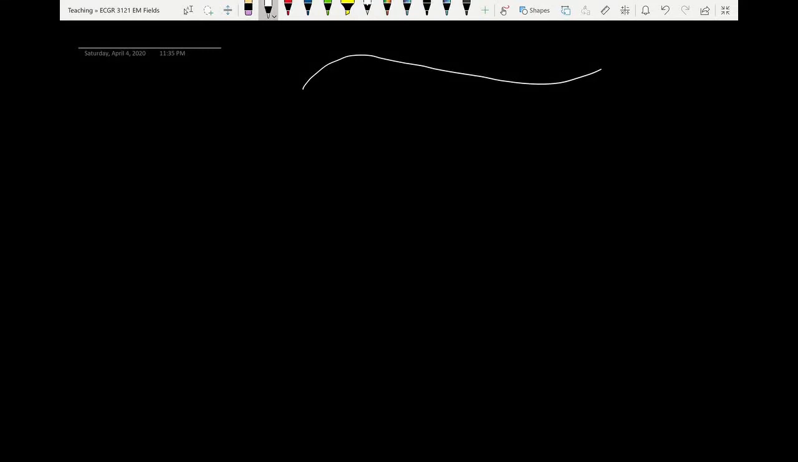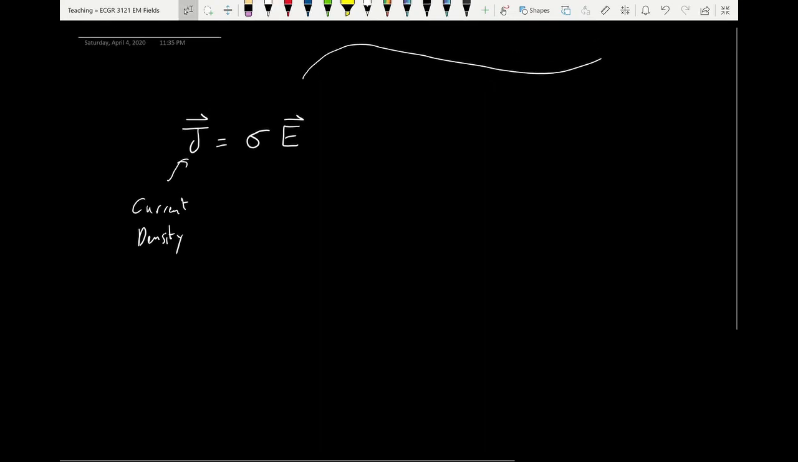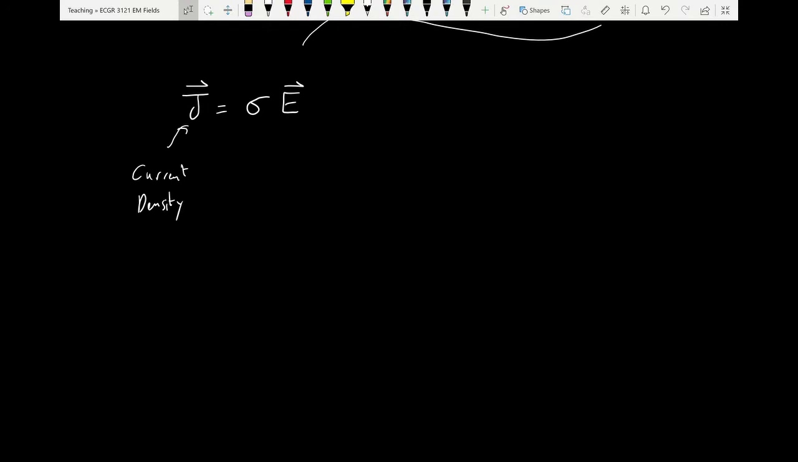So in the last lecture, we were talking about Ohm's law, right? And we presented Ohm's law in its field form. So this is the current density, conduction current density, right? And it equals the conductivity times the electrostatic fields. So different materials have different conductivities. I'm going to show you some tables from the text.